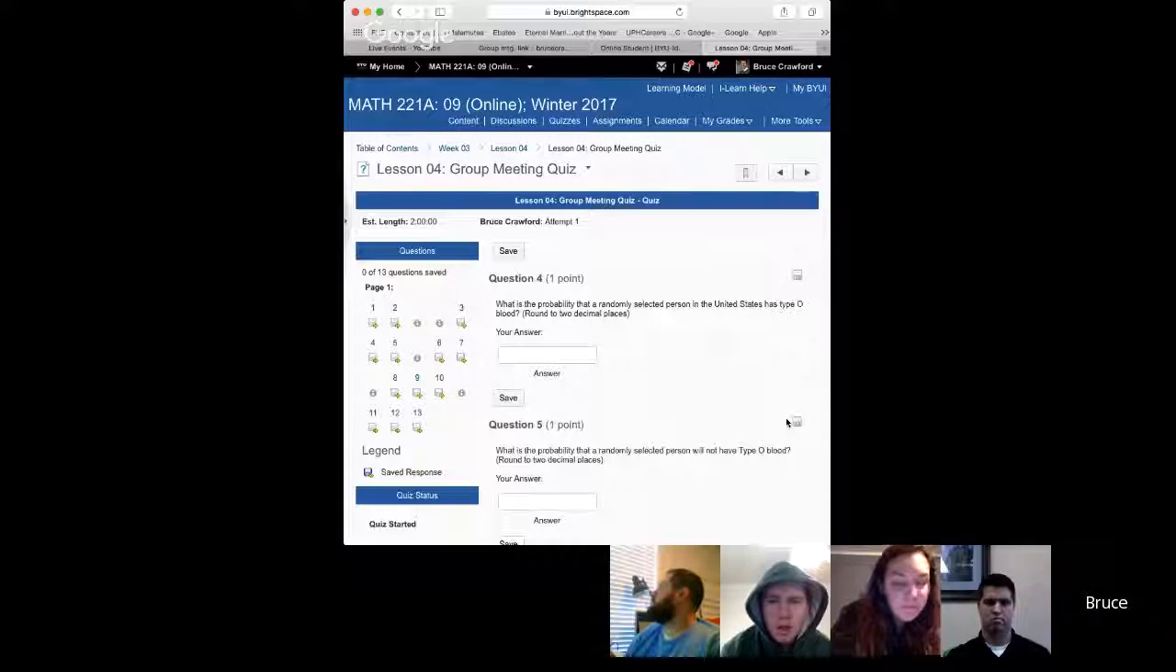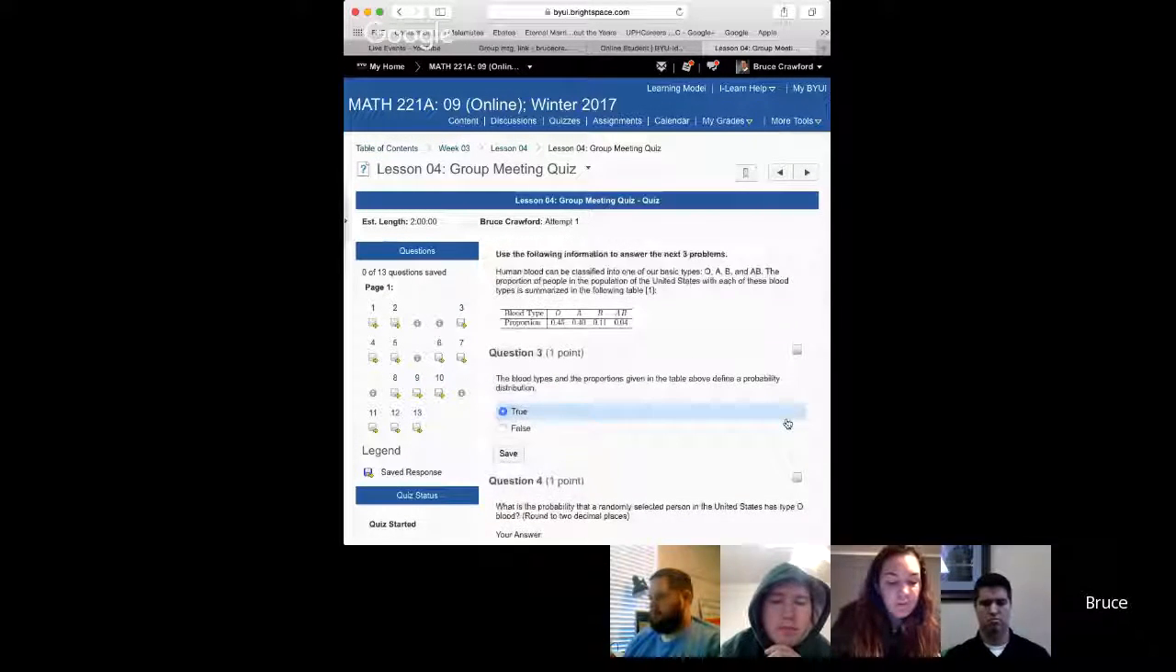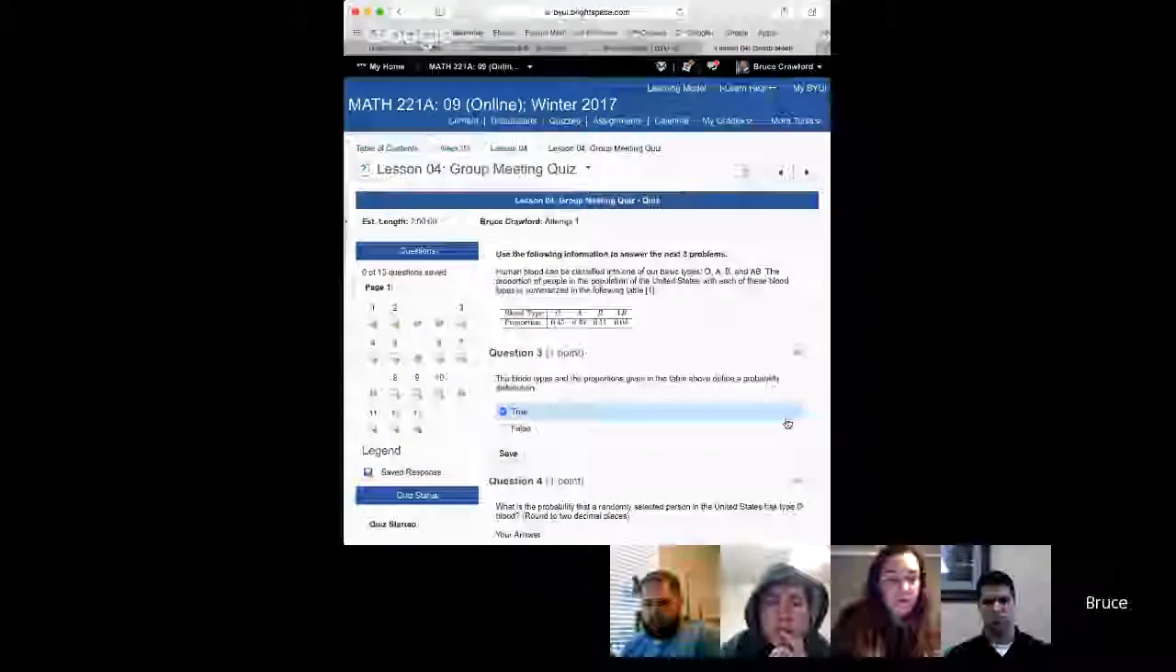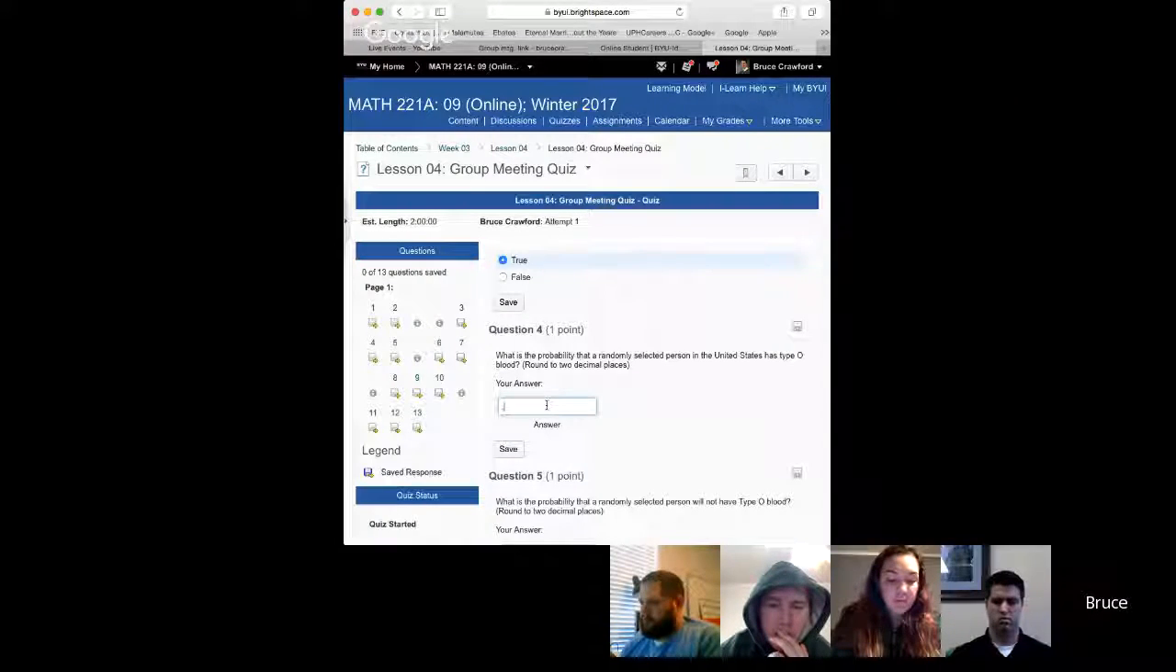Okay, what is the probability that a randomly selected person in the U.S. has O-type blood? So to do that, you would take O divided by the rest of them, right? Or you can just use 0.45. That's just 0.45, right? It's nice in this one that they're already in decimals. You don't have to calculate it.